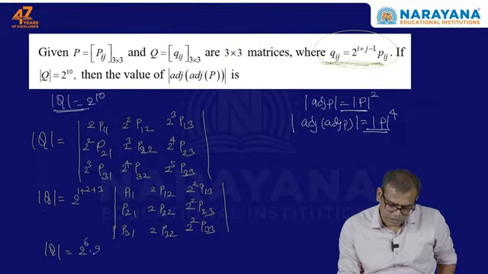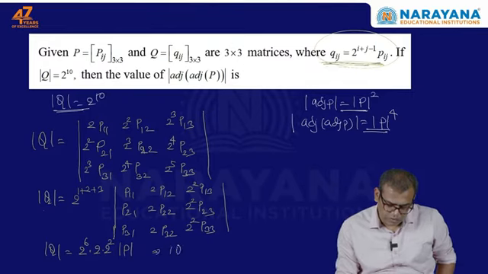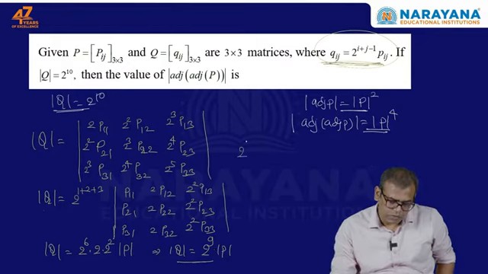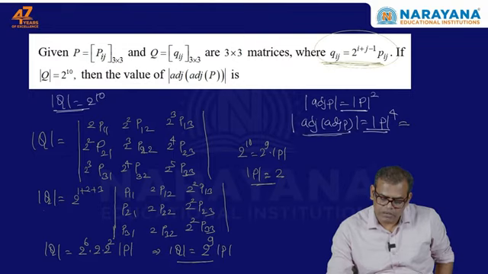Again 2 will come common from the second column, and 2 square will come common from the third column, and then the remaining determinant of P is left. So our relation is determinant of Q is equal to 2 to the power 9 times determinant of P. And determinant of Q is given as 2 to the power 10, which is equal to 2 to the power 9 into determinant of P. Therefore determinant of P is 2, and what we need to find is 2 to the power 4, so the answer is 16.